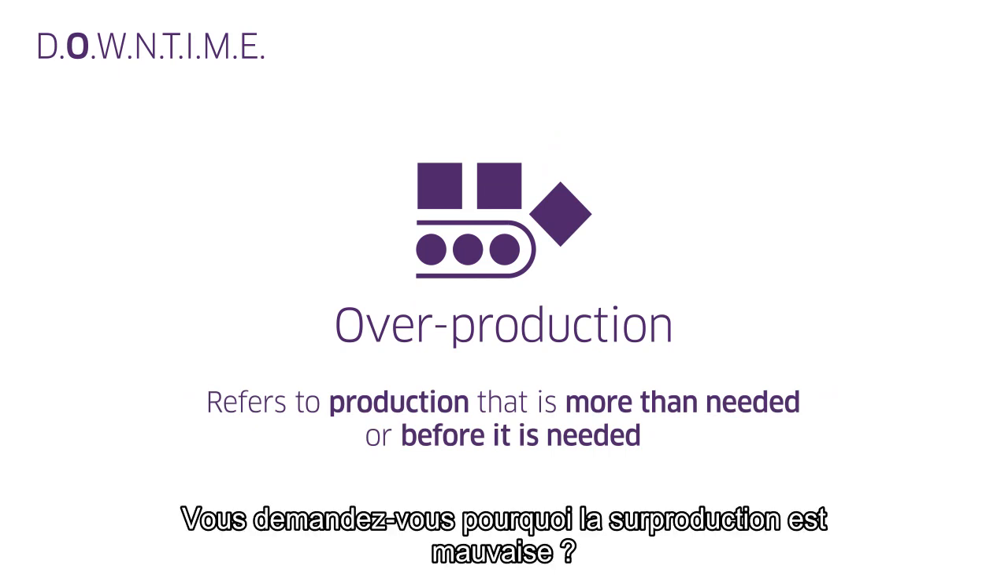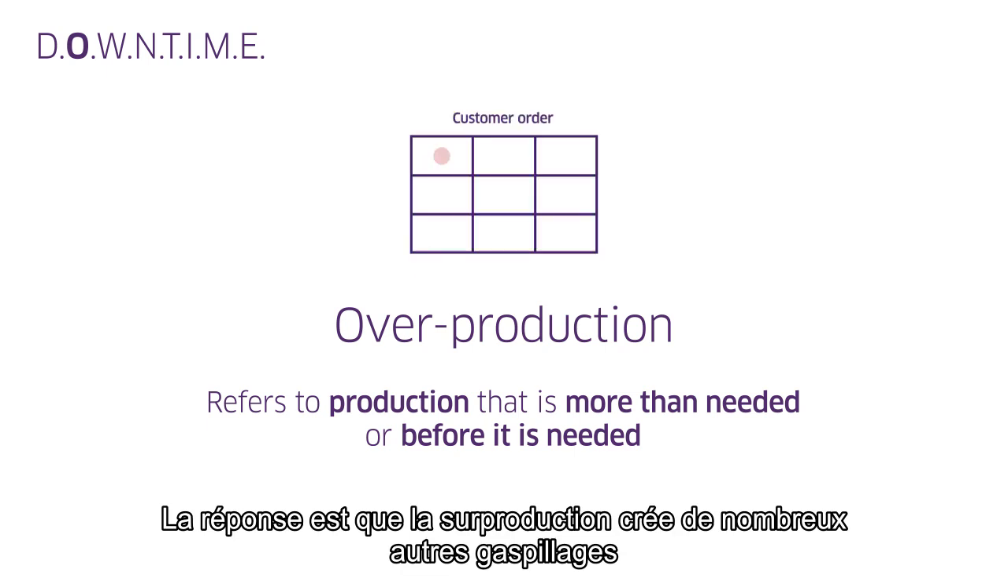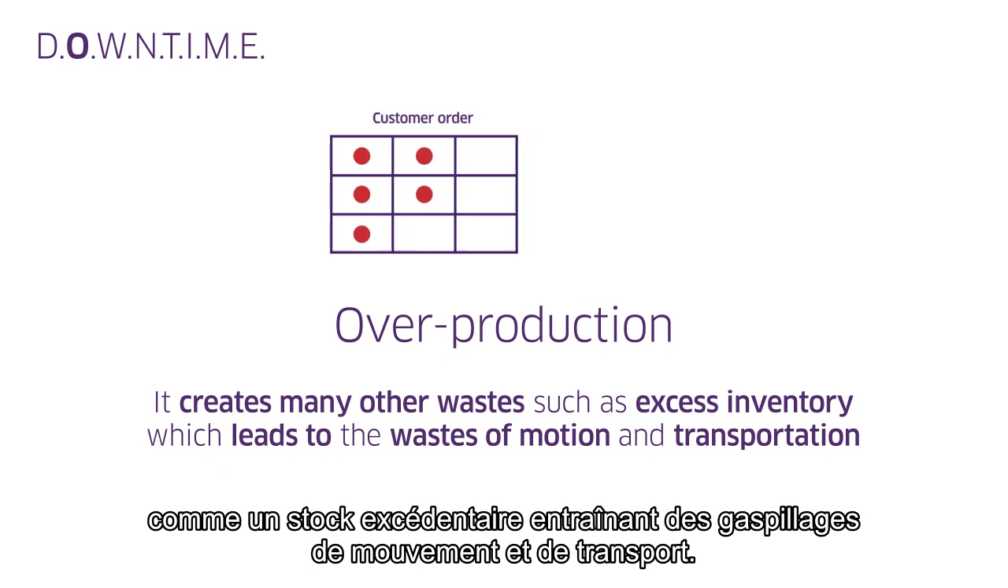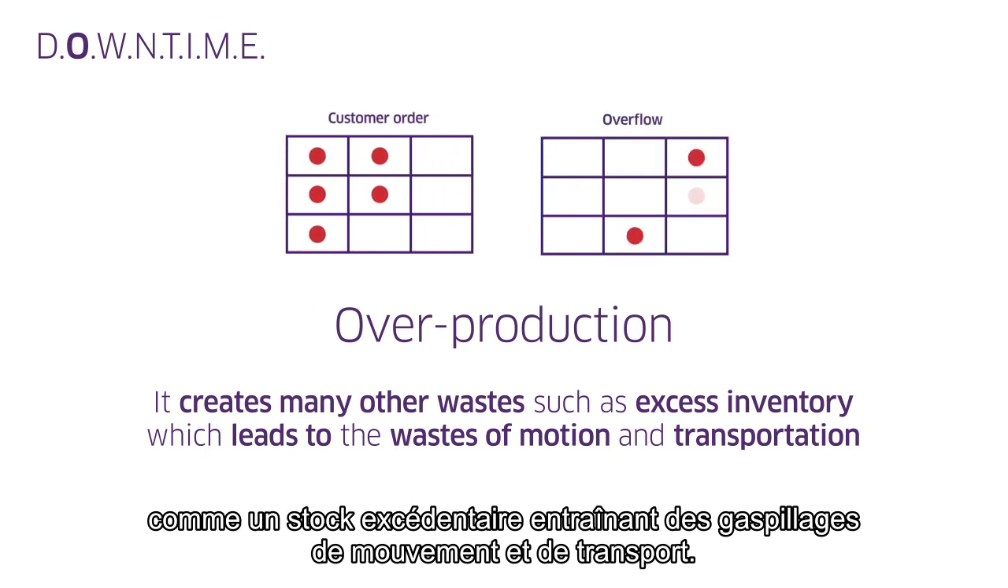Why is overproduction bad, you might ask? The answer is, overproduction creates many other wastes, such as excess inventory, which leads to waste of motion and transportation.